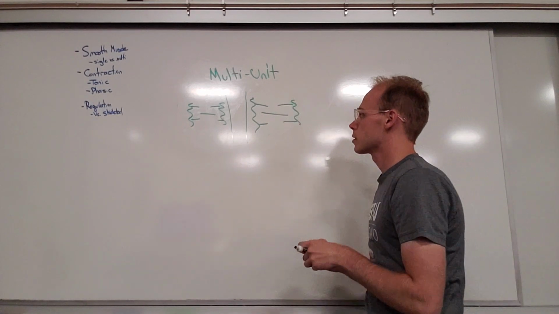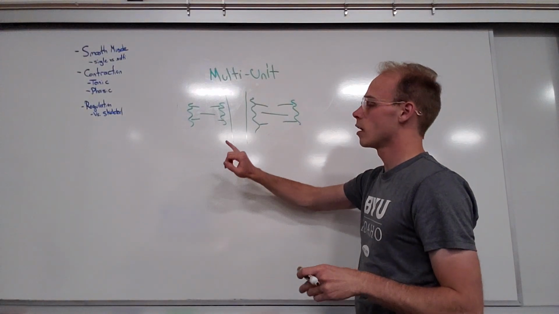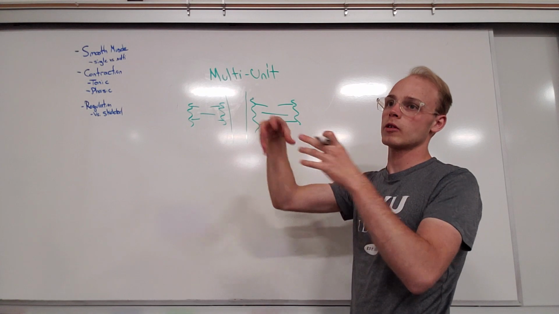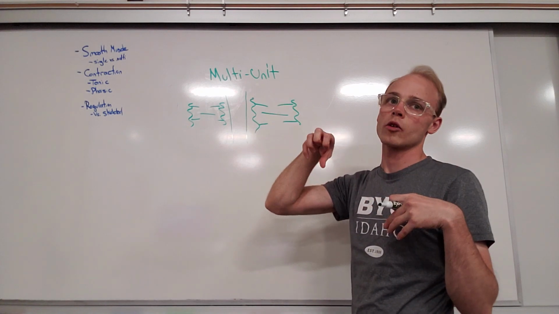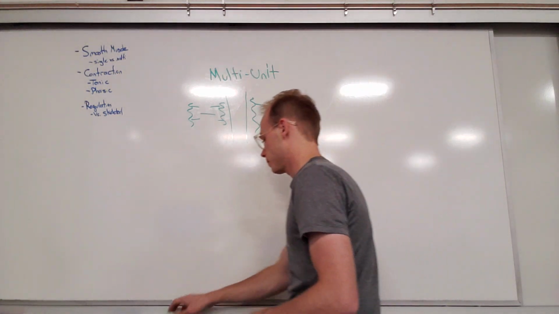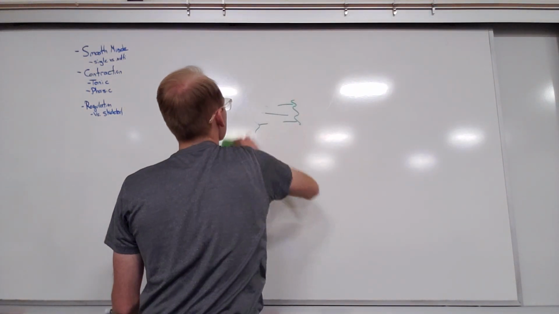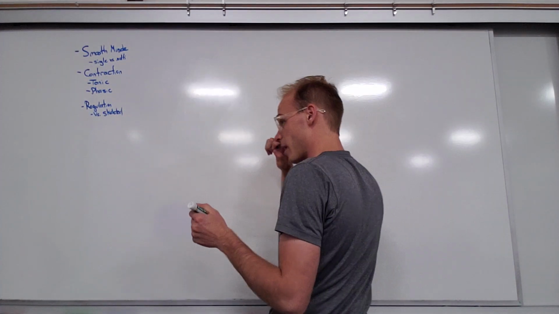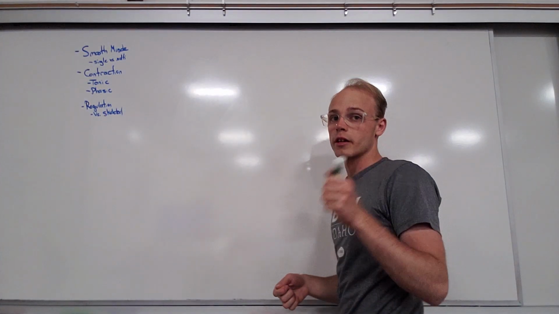Makes sense? So the difference between multi-unit and single unit is that in single unit, everything just contracts all at once, whereas in multi-unit, each fiber contracts on its own and requires its own influx of calcium. Reasonable. Okay. We're going to talk about the two types of contraction. I'm going to draw fun diagrams. If you watch the first video, these diagrams will make a lot of sense.